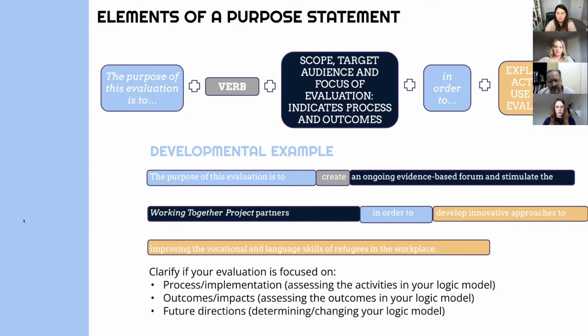Okay, so again, here's an example, and we could have summative, we could have formative, we could have developmental, we could have a combination of both. Here's an example of a developmental purpose statement. So the purpose of this evaluation is to create, and you see here a verb that really relates to a developmental kind of evaluation, an ongoing evidence-based forum, and stimulate the working together of project partners. Okay, so this is the scope, target, and focus of the evaluation, in order to, and then in the yellow, here is what we plan to use it for, in order to develop innovative approaches to improving the vocational and language skills of the refugees in the workplace.